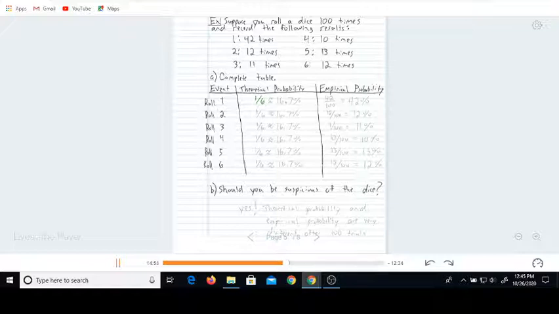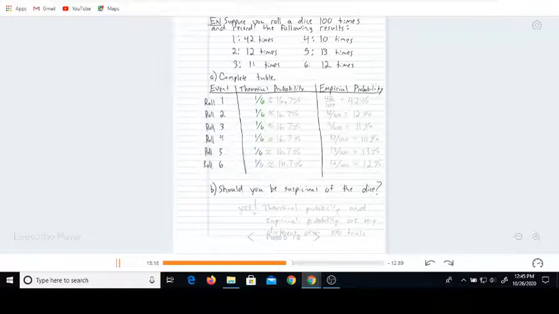So let's compute theoretical probability. Now, theoretical probability is based on possibilities. It is not based on observations. So we don't care about those observations for theoretical probability. We're just looking at the possibilities. So if you want to roll a 1, that's 1 out of 6. If you want to roll a 2, that's also 1 out of 6. If you want to roll a 3, it's 1 out of 6. All of these are going to be 1 out of 6.